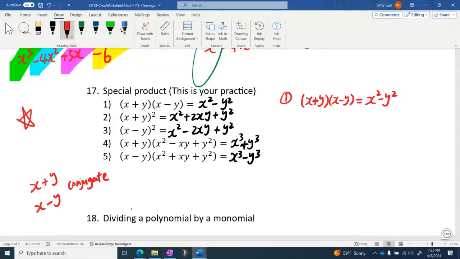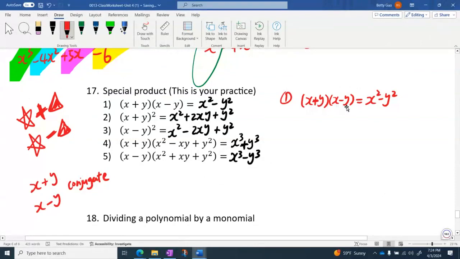Similarly, if we have star plus triangle, the conjugate of that would be star minus triangle. The two items are the same, star and triangle. The only difference is the operation between them. This is adding, this is subtracting. If we have two binomials that are conjugates of each other, then the result is also going to be a binomial. And that binomial has a special structure.